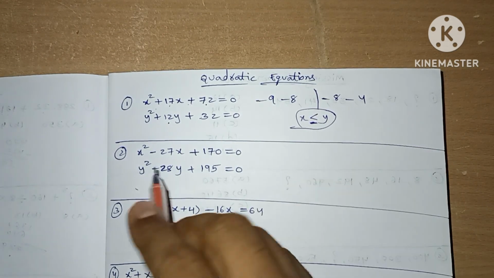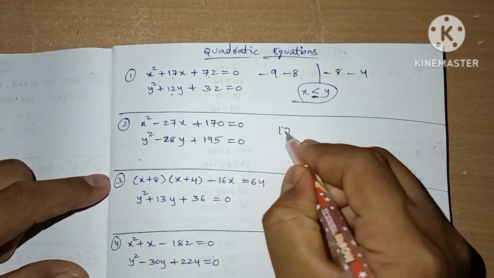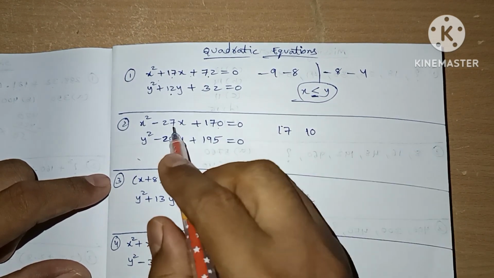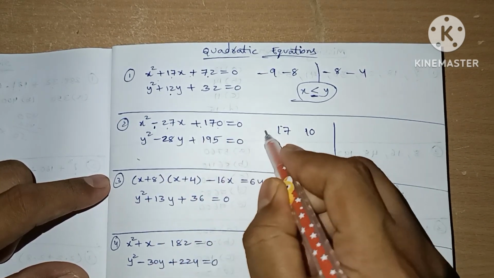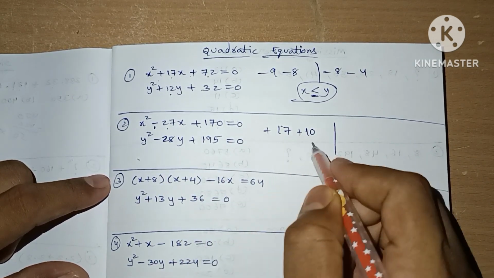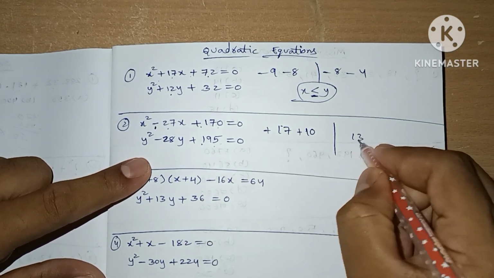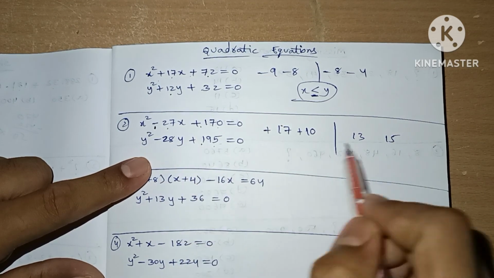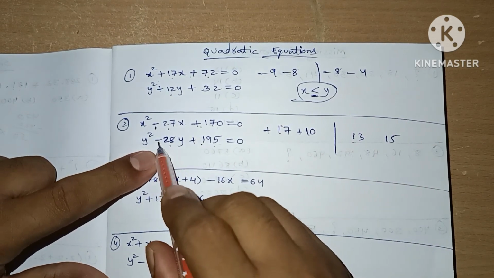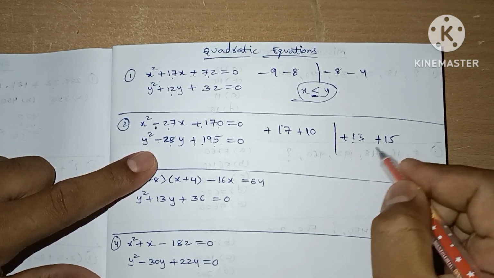Okay. Next, second question. Here 170. 170 means 17 and 10 times is 170 and we got 27 by adding these two. And minus and plus means the sign of both the roots are positive. Here 195. 195 means 13 and 15 times is 195. By adding these two we get 28. Minus and plus means the sign of roots are positive.